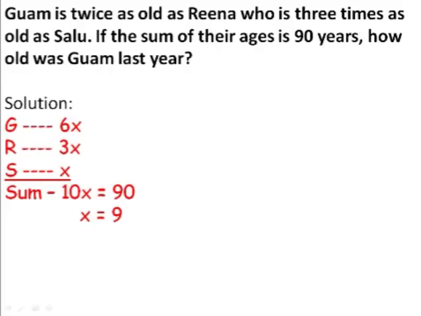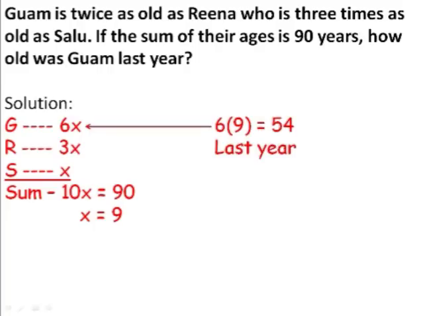But in the question they're asking for the age of Guam. So Guam is 6X. 6X, if X is 9, then 6 times 9 is 54. So Guam is 54 years old now. What was he last year? 1 year less, that is 53. So 53 years is the answer to this question. Okay? If you do it quickly, you can do this question in less than 30 seconds.